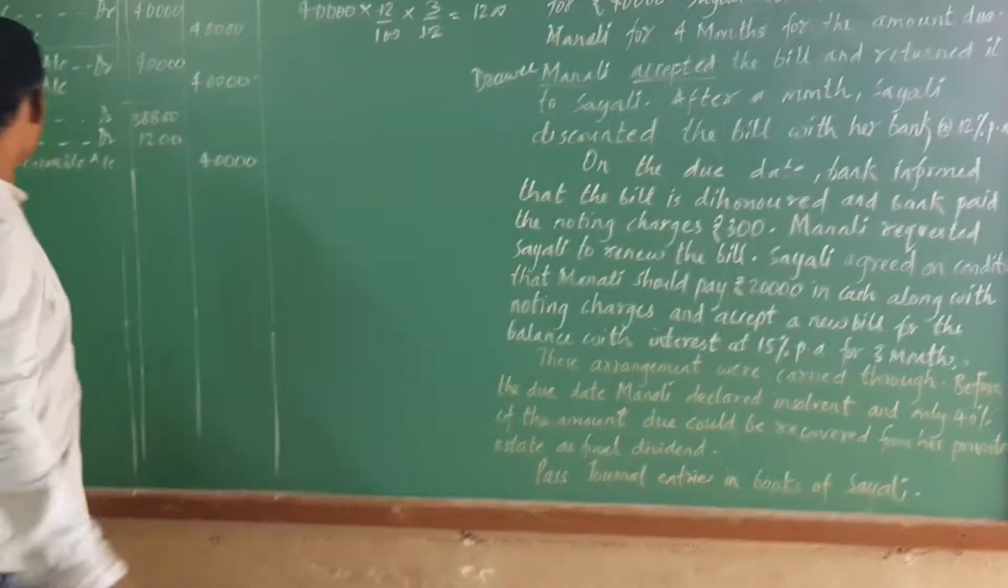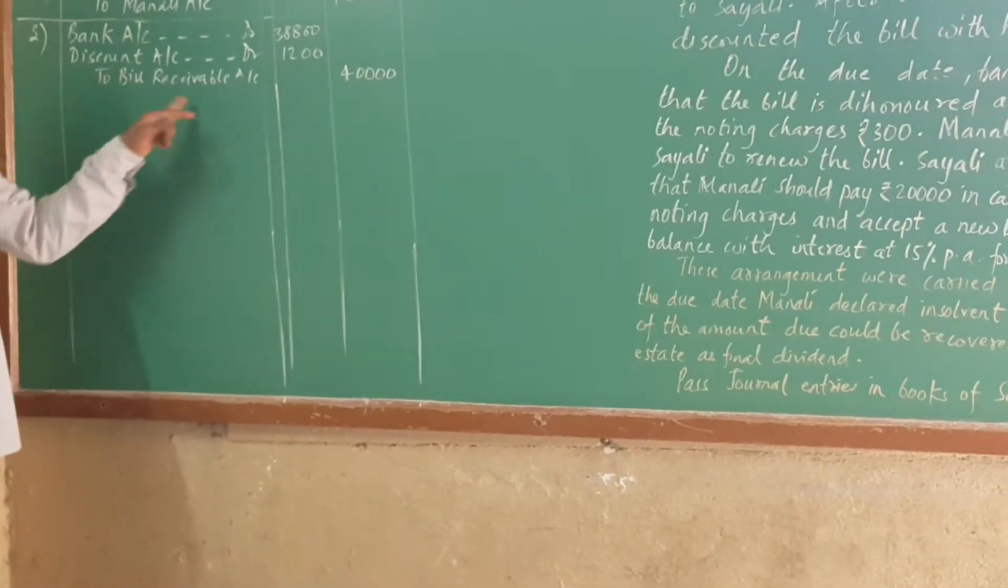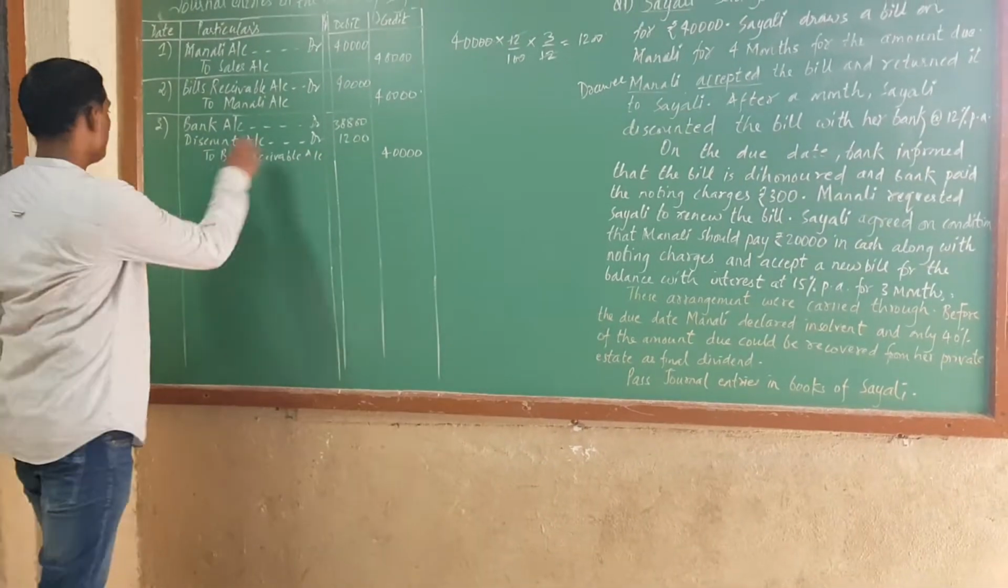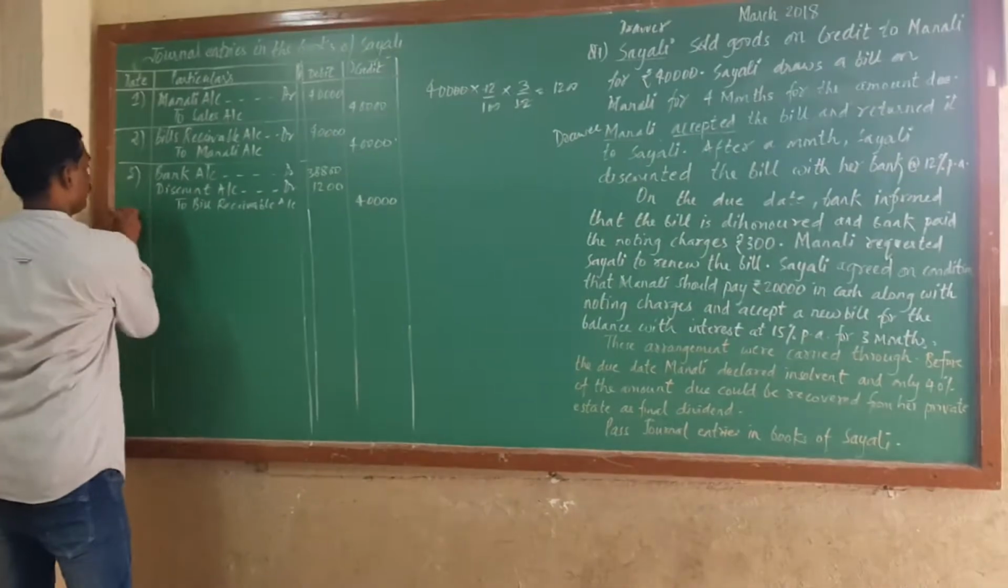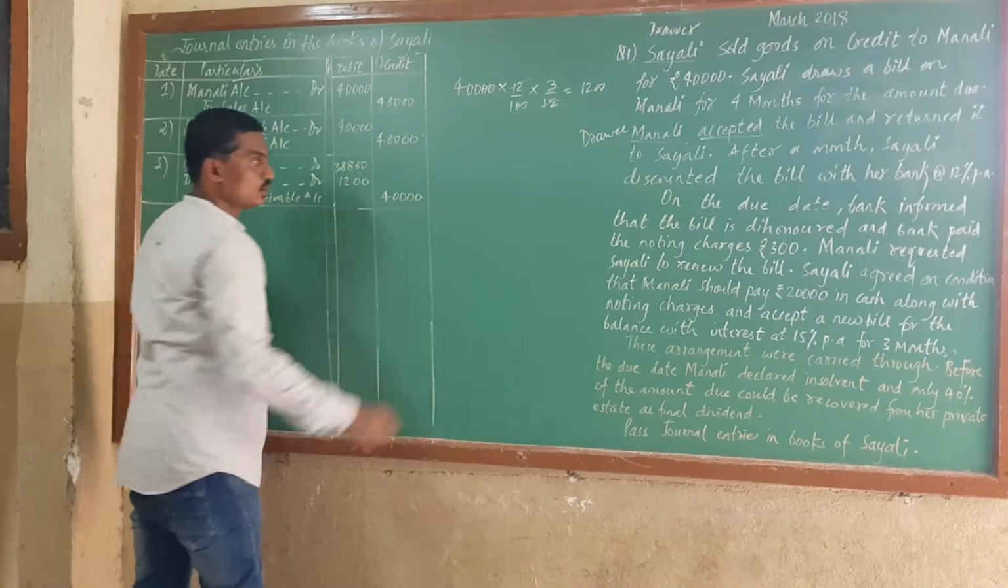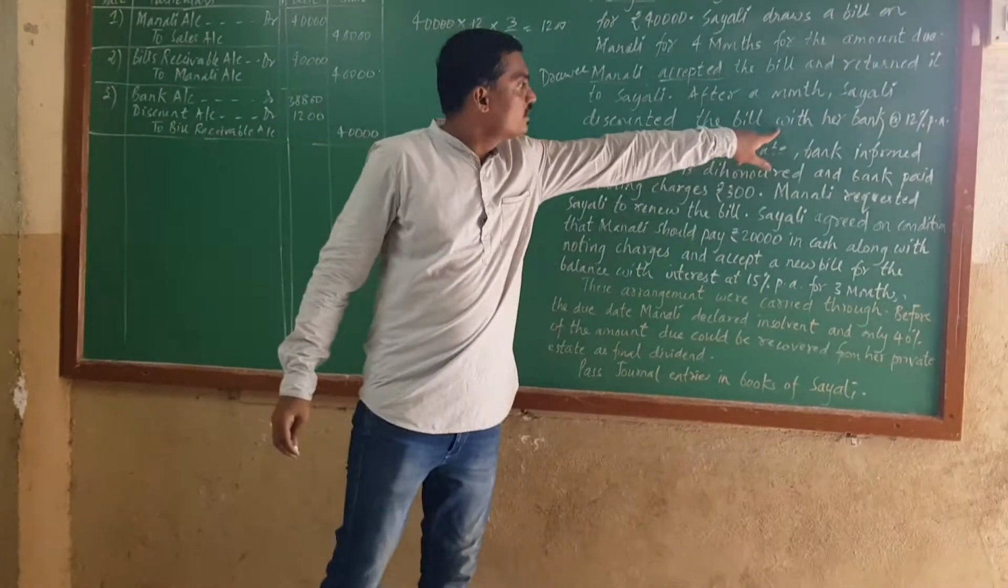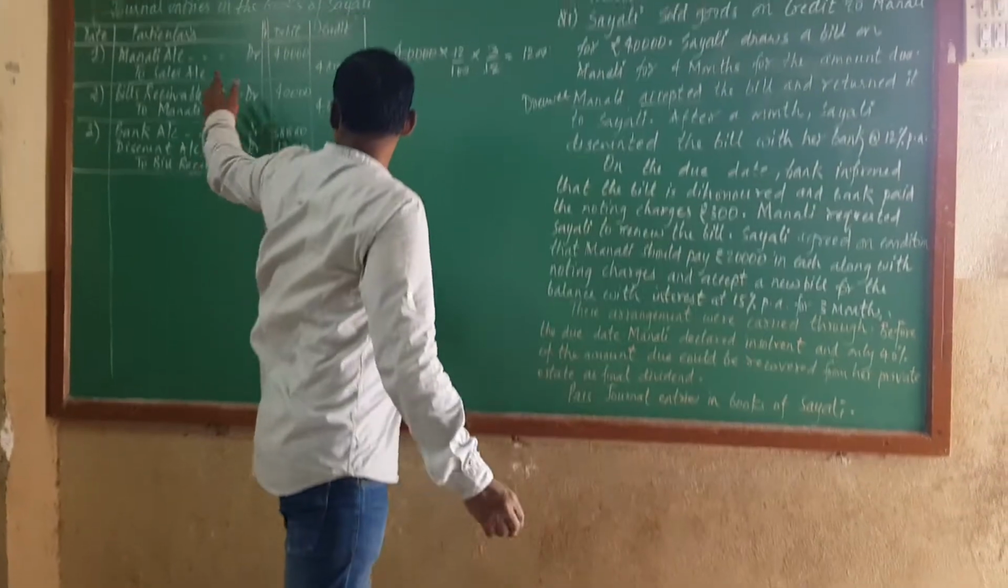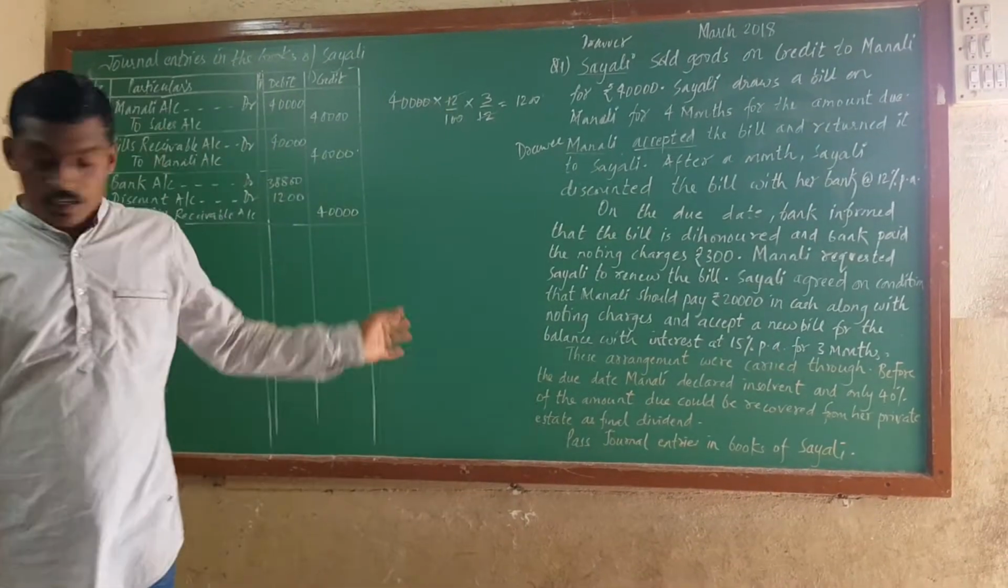So that is the third entry, and the narration is what? Being discounted with bank. So that is the narration. Then next, so up to here we have completed 3 months. First paragraph, 3 journal entries. Okay, now what is the next one?